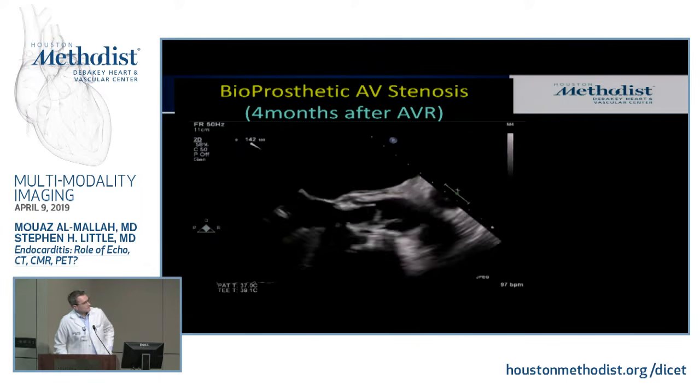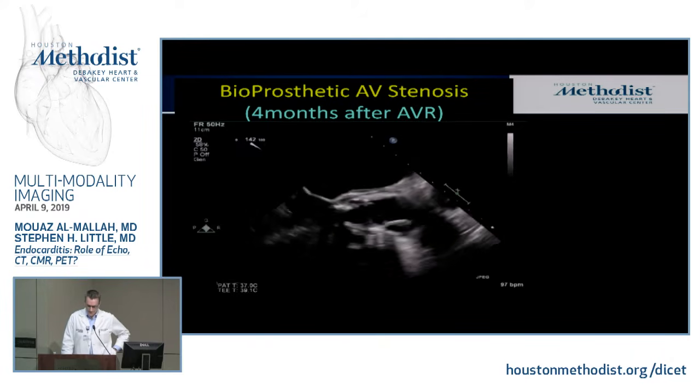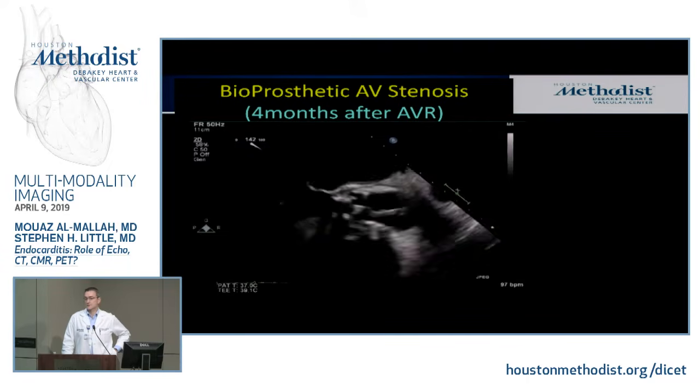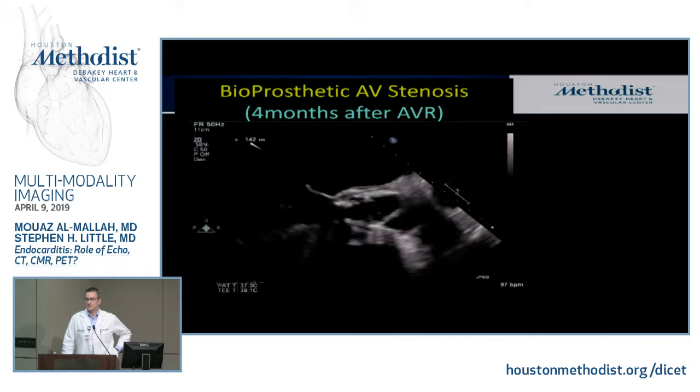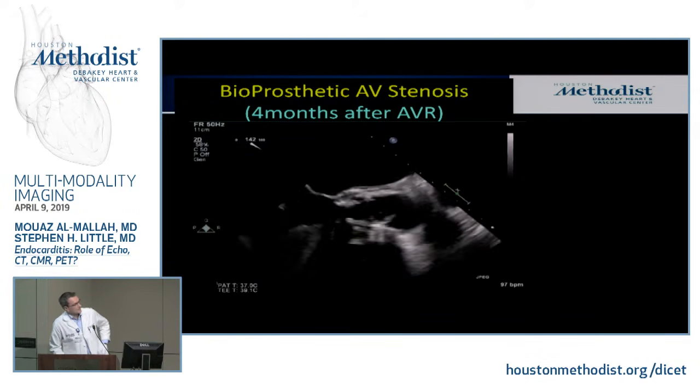This is a different one, much more obvious. This was 4 months after an AVR. This one was actually done for stenosis. So the presentation was increased gradients and dyspnea after an AVR. You can look at this and you think, well, could that be a thrombus?